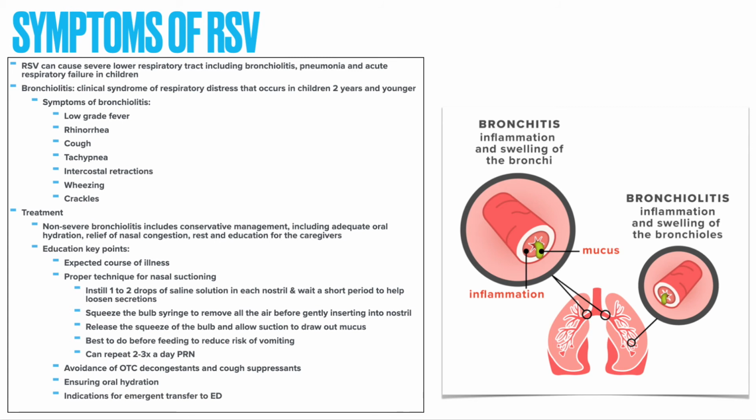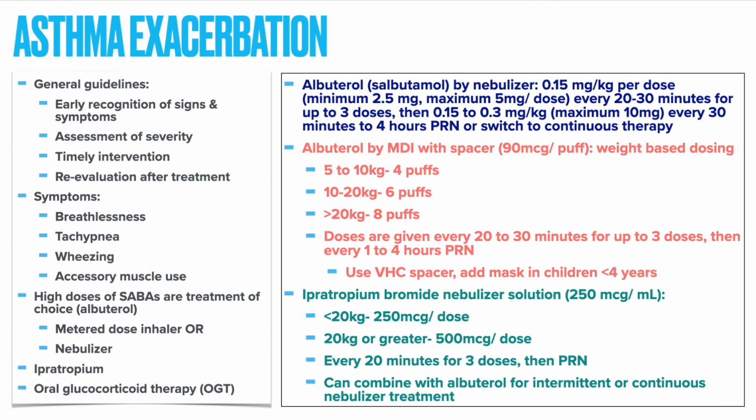If a patient comes to an outpatient setting with symptoms of respiratory distress, unable to keep fluids down, or unstable vitals, then an immediate transfer to the emergency department by ambulance is going to be indicated. So finally, we will discuss the management of an asthma exacerbation.